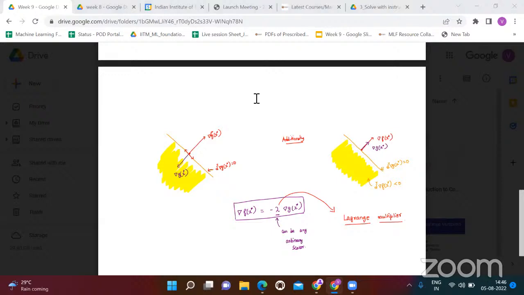Like, for example, I was telling you to get the point that is perpendicular, the minimum distance from that.